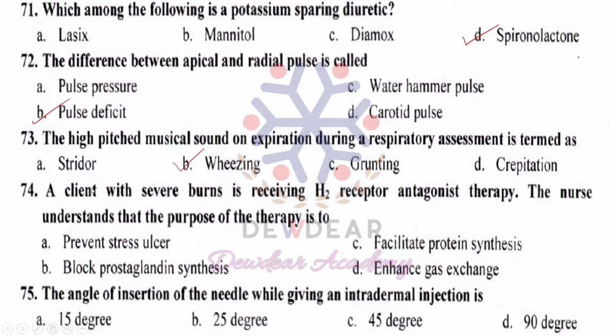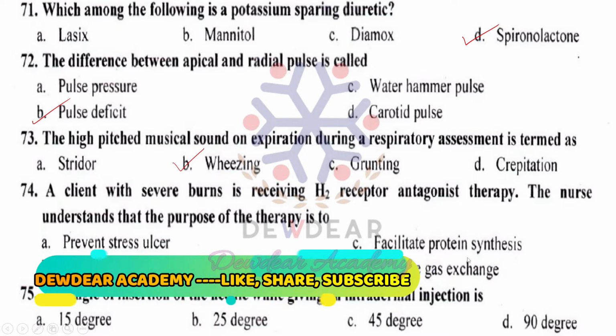Then question number 74: a client with severe burns is receiving H2 receptor antagonist therapy. The nurse understands that the purpose of the therapy is to. Options: prevent stress ulcer, block prostaglandin synthesis, facilitate protein synthesis, enhance gas exchange.